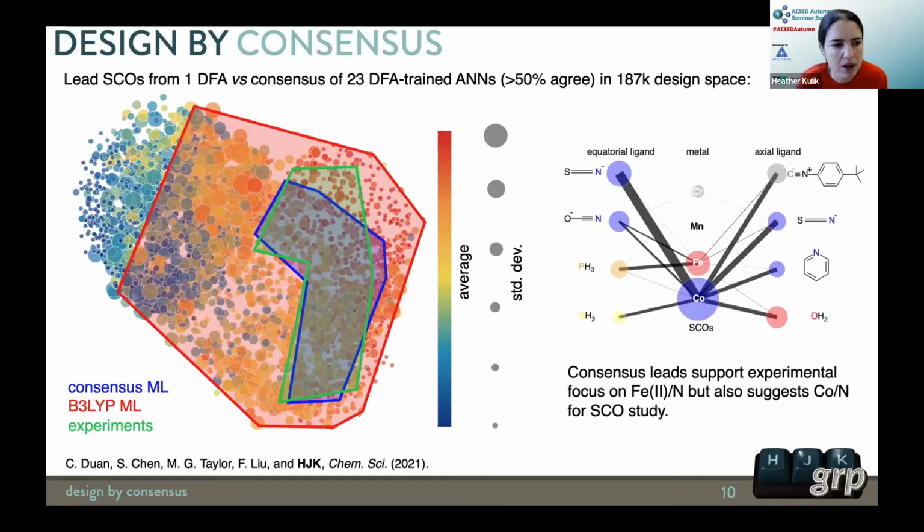And if we then ask, what are the materials identified by consensus but not yet experimentally screened? We see that experimentalists tend to favor these iron nitrogen compounds for spin crossover, but our results suggest that cobalt nitrogen could be just as useful and interesting for spin crossover study.